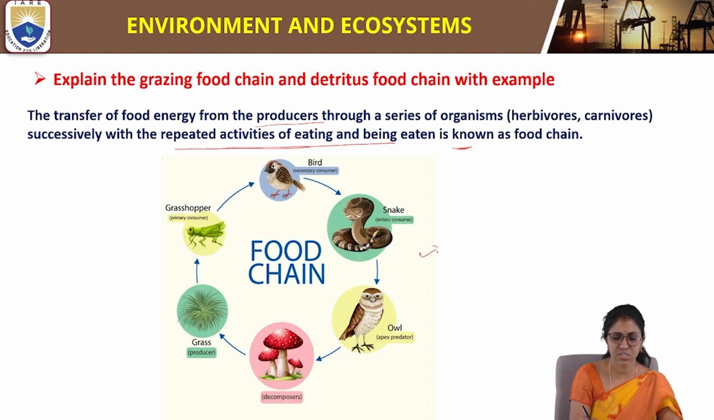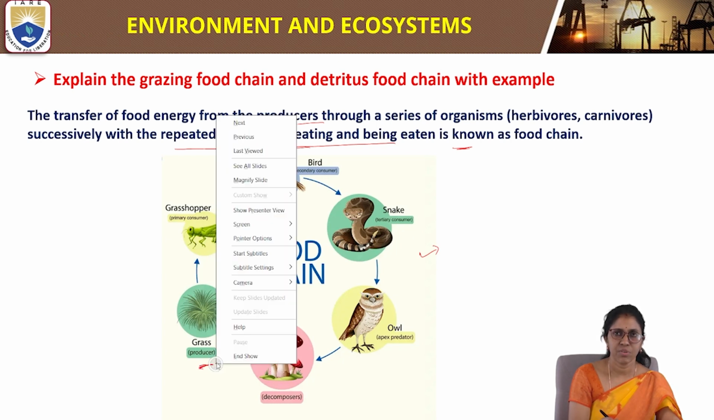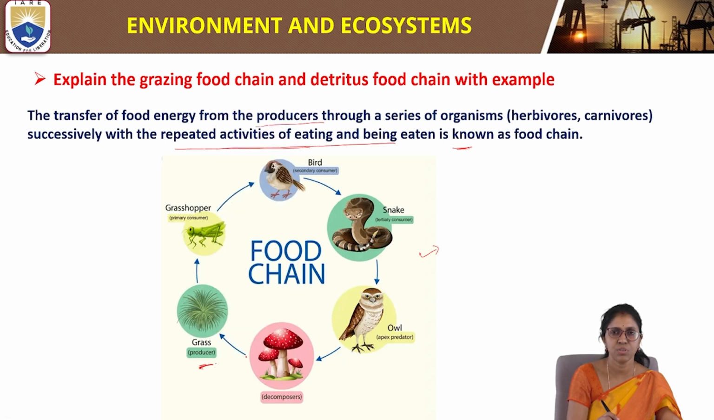If we see this diagram, it shows the food chain. In this food chain, food energy is transferred from one trophic level to another. The producer produces carbohydrates using sunlight, carbon dioxide, and water present in our environment. These are consumed by primary consumers, and primary consumers are consumed by secondary consumers. Secondary consumers are consumed by tertiary consumers. Tertiary consumers are consumed by predators.